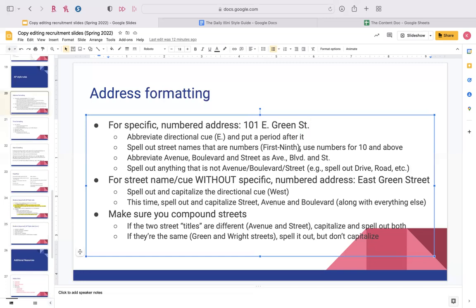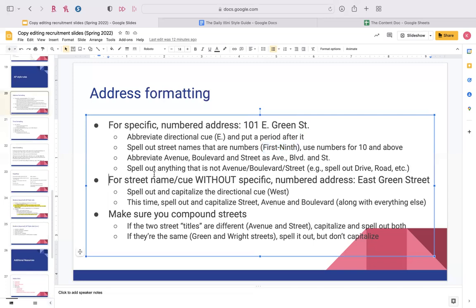And also to mention, first through ninth would be spelled out, whereas 10th Street, if that exists, would be 10th, 11th instead.